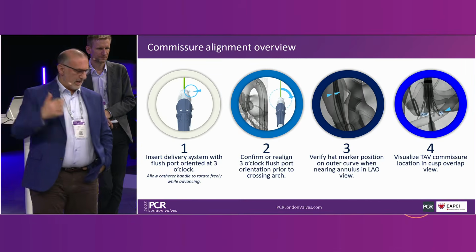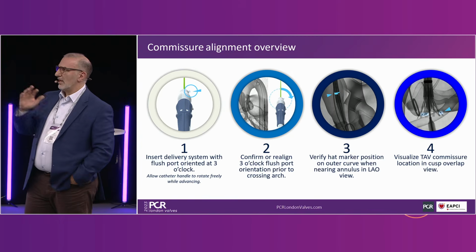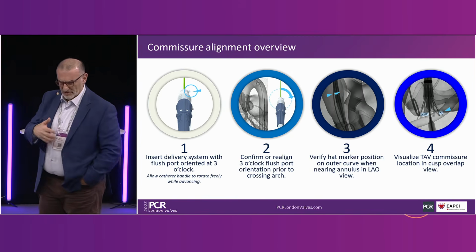Just to finish my part, the commissure alignment overview, which I'm sure most of you are aware of, but I'll go over for the sake of it. Insert the delivery system flush point at 3 o'clock. We confirm alignment at the descending thoracic aorta. The head marker has to be on the outside, on the greater curve, just above the valve.